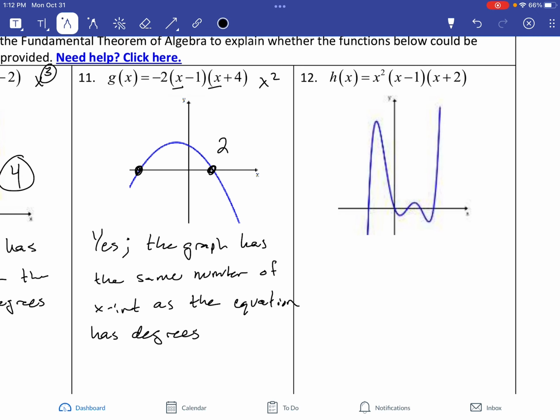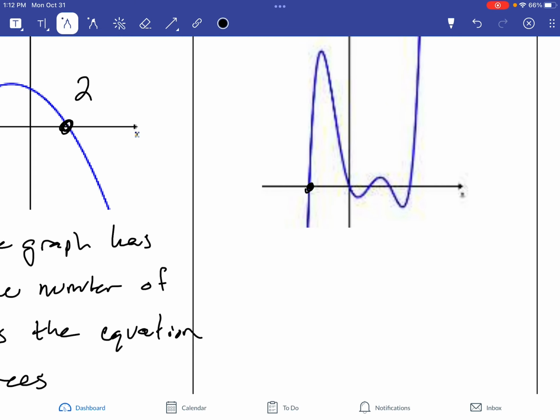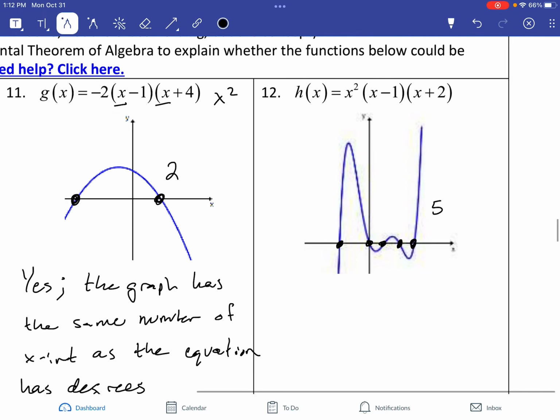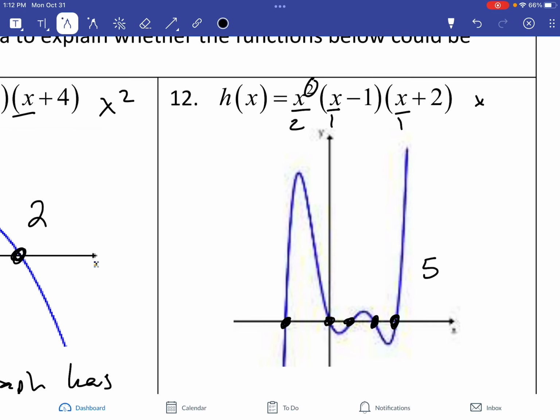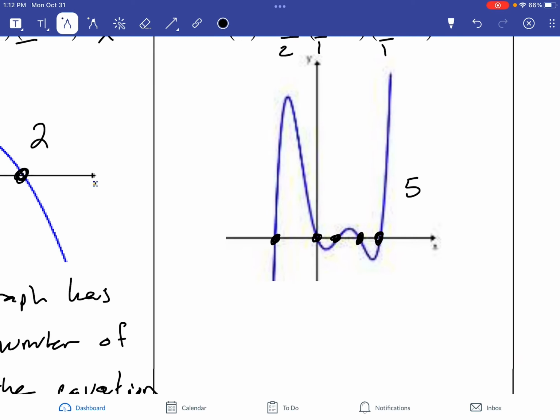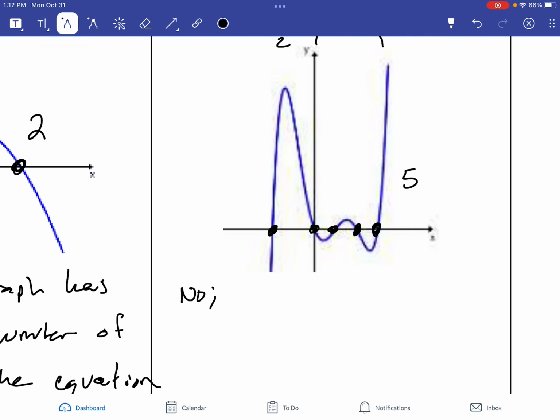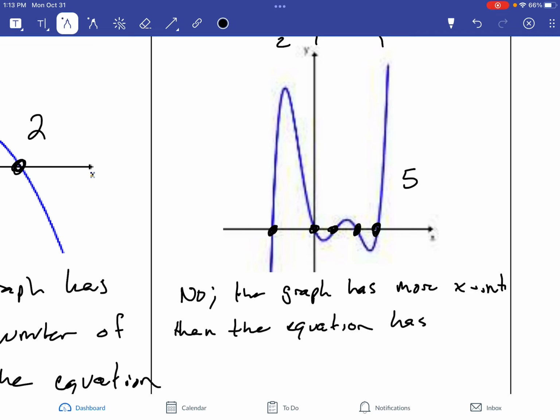And last but not least, again, counting the x-intercepts. 1, 2, 3, 4, 5. That graph goes through the x-axis 5 separate times. All right. Now, for this one, this is actually counted as 2 x's. So there's 2 here, there's 1 there, there's 1 there, for a grand total of x to the 4th. So this would be a no. The graph has more x-intercepts than the equation has degrees.